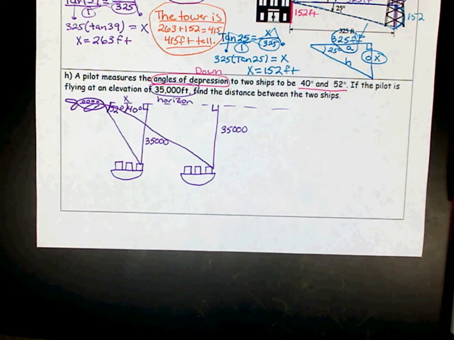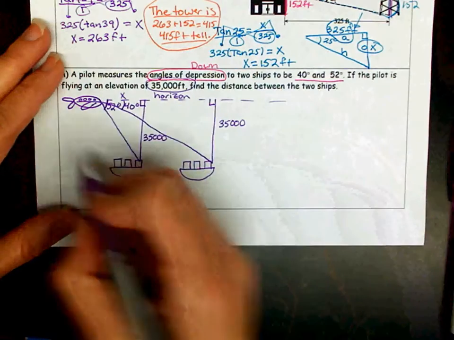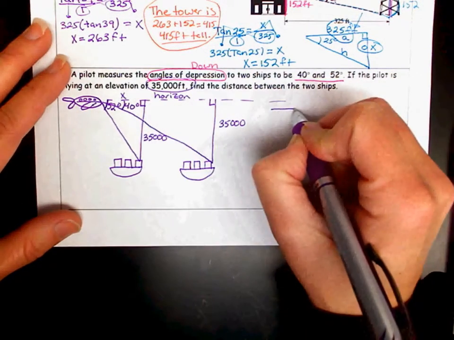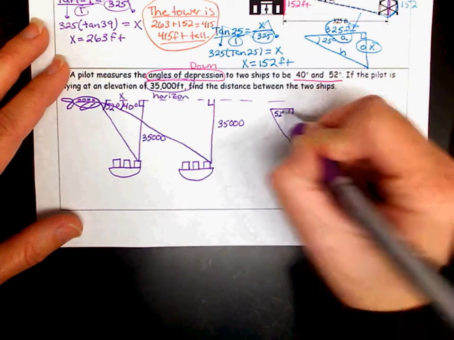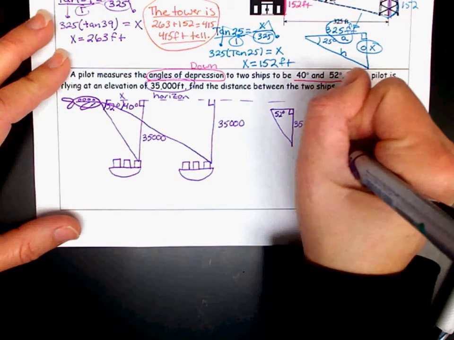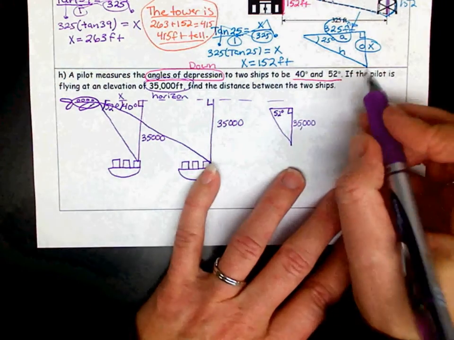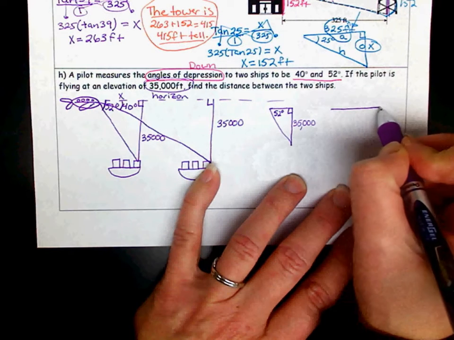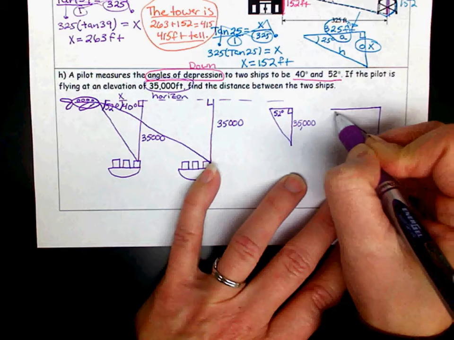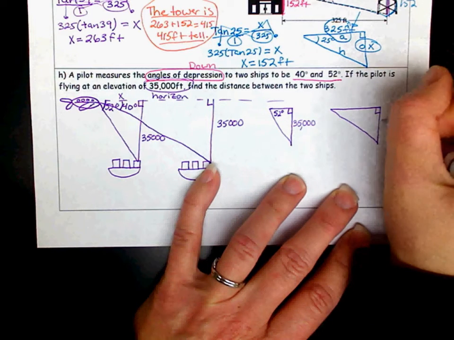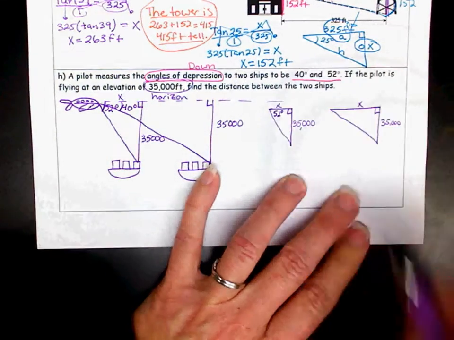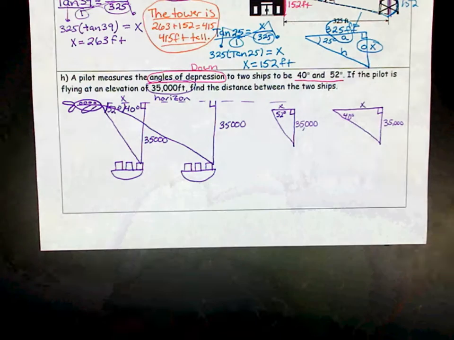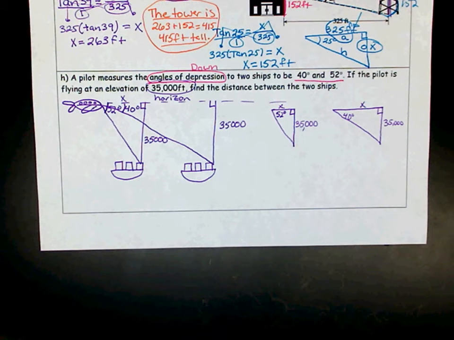Okay, so I'm going to draw this triangle here. I'm going to separate my triangles. This is 52 degrees. This is 35,000 feet. And then my other triangle is like this. This is 35,000 feet, and this is my X. And this is 40 degrees. Any questions?